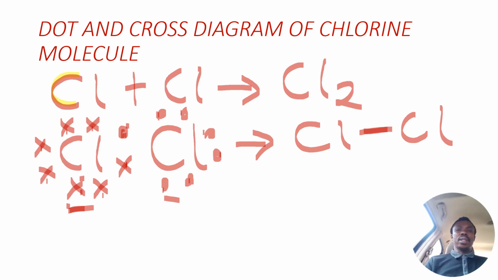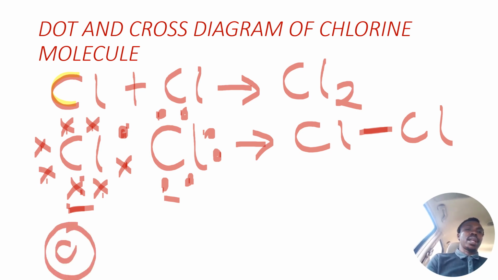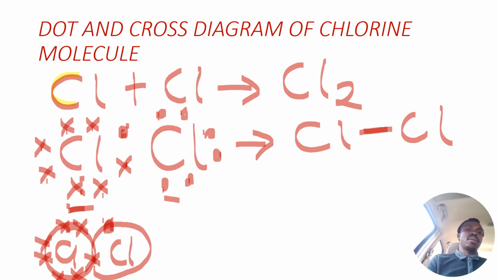We can also represent it using a different format where we draw the shells. So this is chlorine, which has 7 electrons in the outermost shell: 1, 2, 3, 4, 5, 6, then 7. The other chlorine atom will overlap with the other chlorine atom. So you have 1, 2, we're using dots here, 3, 4, 5, 6, then 7.